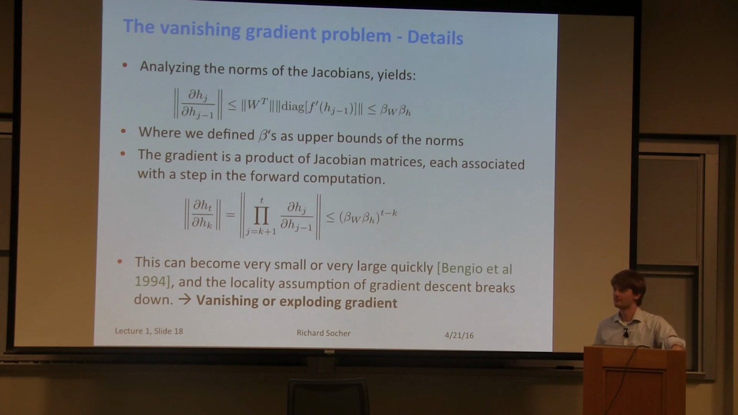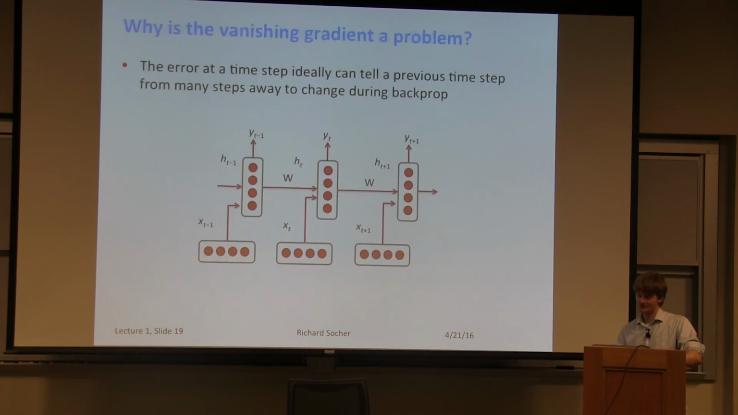Another question. So I see the problem with exploding gradients, that the locality assumption would be violated. But for the vanishing gradient problem, you would still get a strong signal from the early parts of the sequence. That's right. So that's actually a perfect segue to the next slide. Why is the vanishing gradient problem actually a real problem? So again, the error at the time step will ideally tell the previous time steps from many, many time steps away to change during backpropagation.